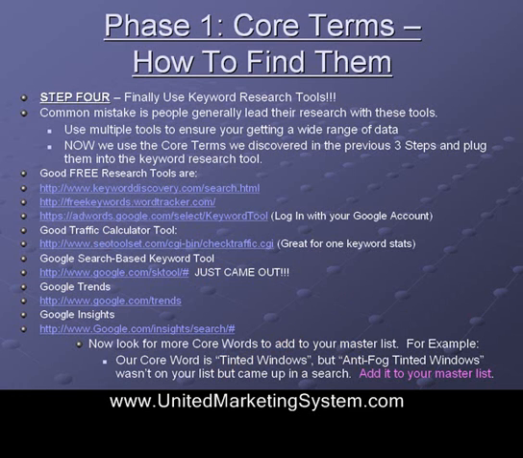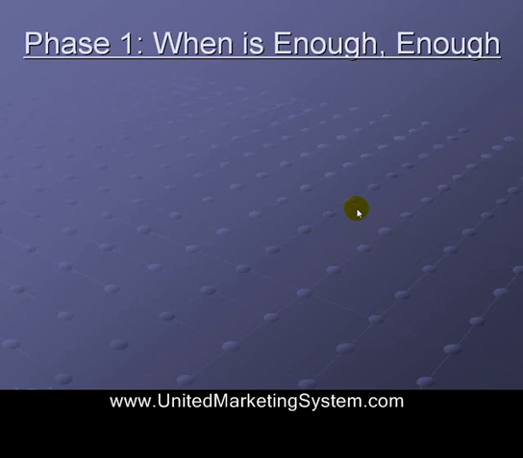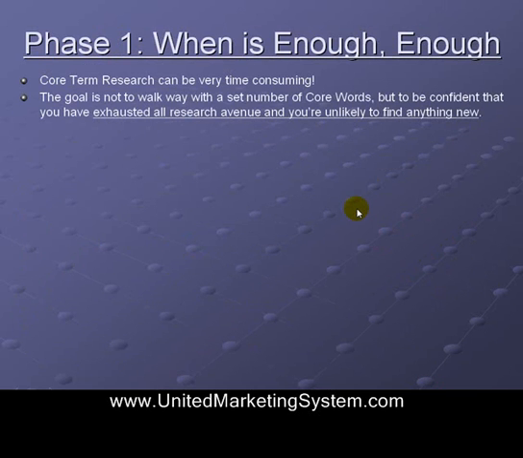It's not uncommon if you're doing a really good optimization keyword research, especially for a high niche field, to have several thousand keywords at this point. Doesn't mean we're going to optimize for all those, but it's a good starting point. So again, it brings up, when is enough enough? Obviously it's very time consuming, but that's okay. You want to make sure you do this right. And again, the goal is not to walk away with a set number of core words. You have to be confident you've exhausted all research avenues. If you feel like you're unlikely to find anything new, then it's a pretty good time to call it quits for that. And that, again, can be dozens, hundreds, thousands of core words.